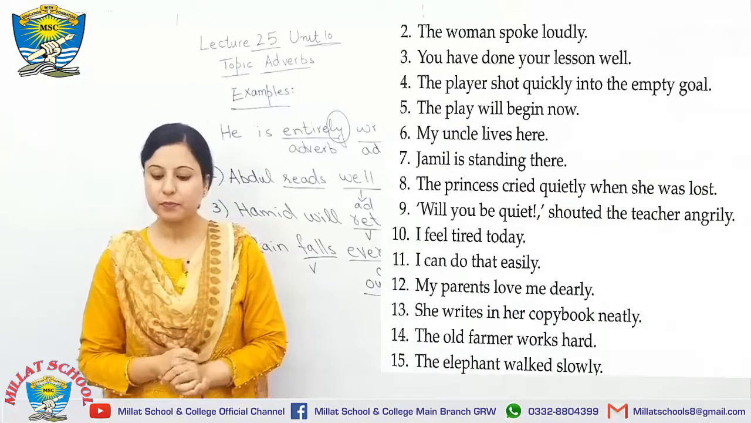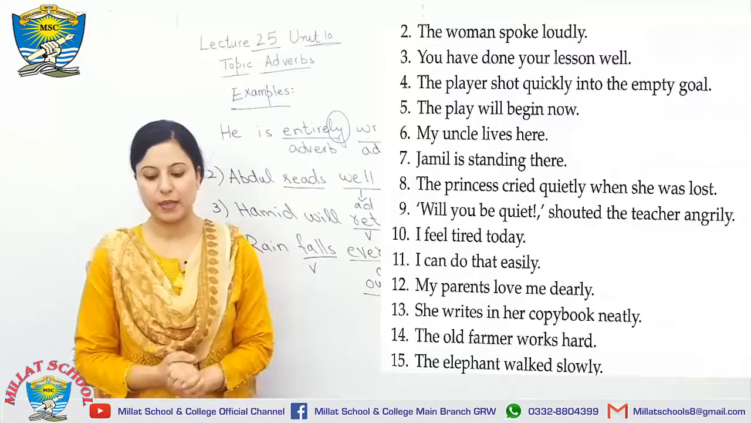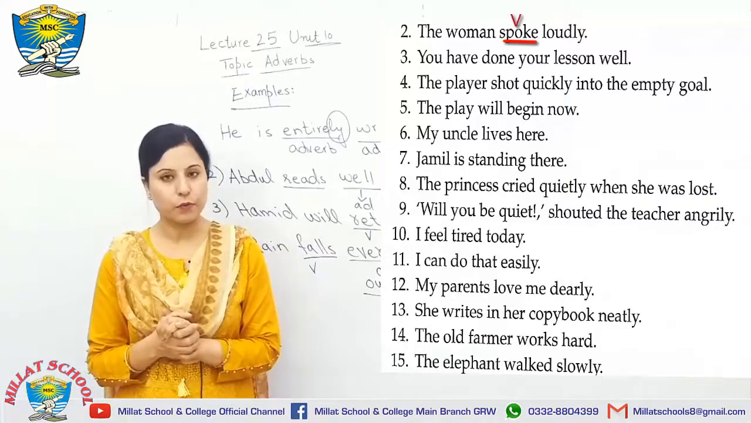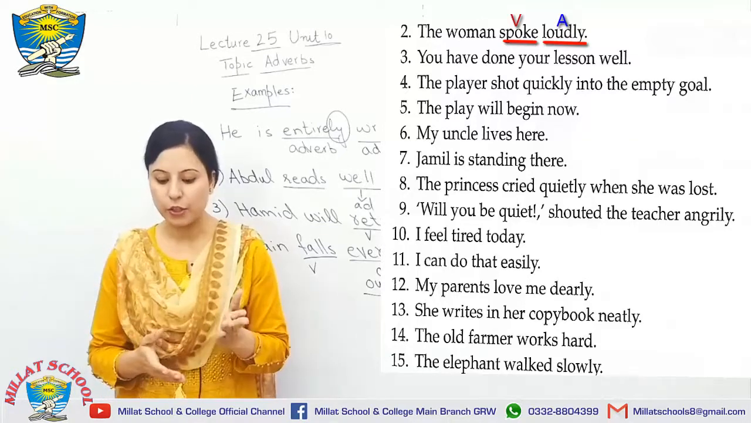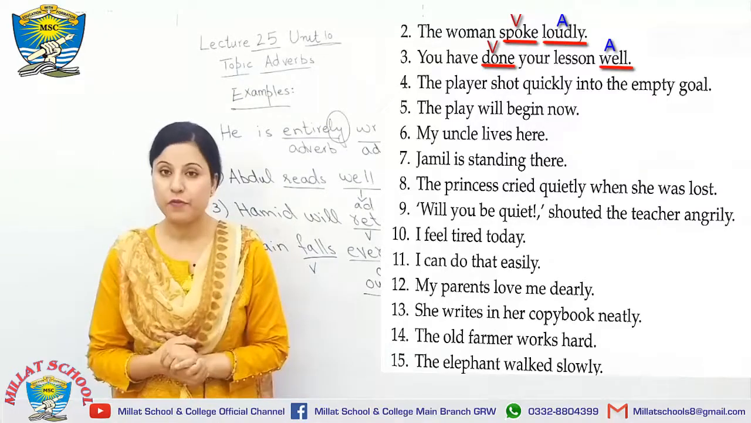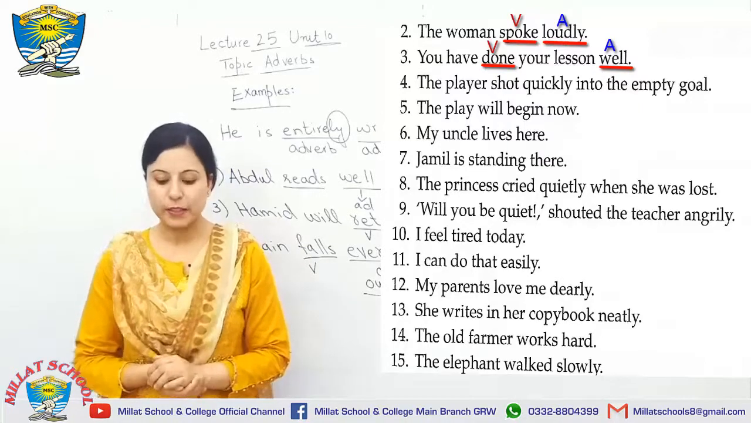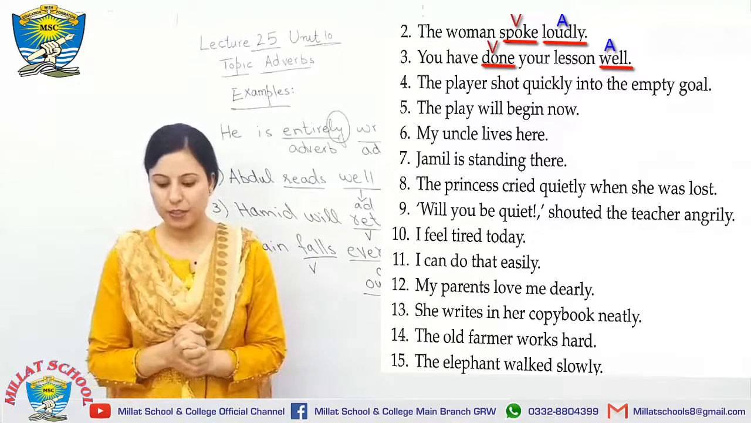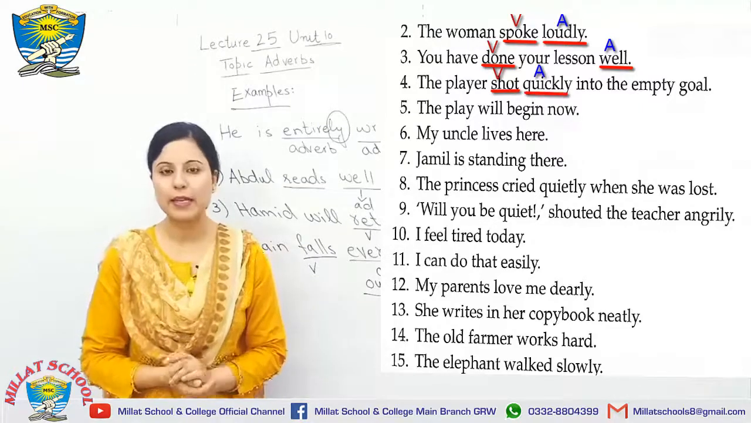Number 2, on page number 139, the woman spoke loudly. How did the woman speak? Loudly. Spoke is your verb and loudly is your adverb. Number 3, you have done your lesson well. Done is your verb and well is your adverb. Number 4, the player shot quickly into the empty goal. How did the player shoot? Quickly. Shot is your verb and quickly is your adverb.